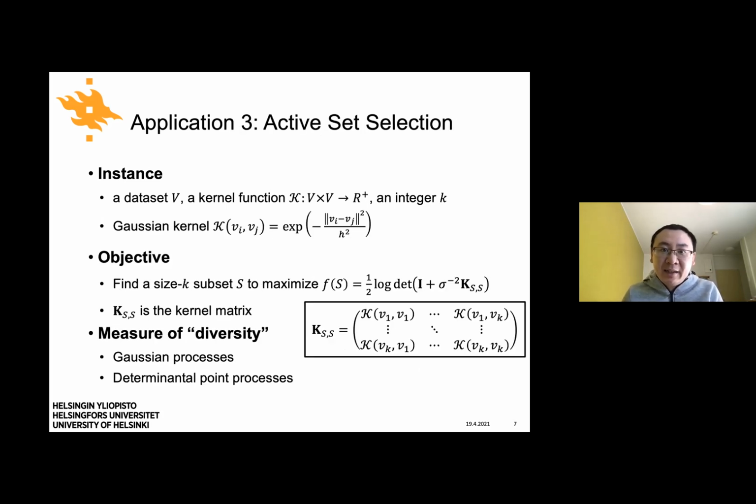The third application is active set selection. Given a data set V, a kernel function, and an integer k. Here, the most commonly considered kernel function is the Gaussian kernel. The objective is to find a size k subset to maximize the log of the determinant of the kernel matrix.